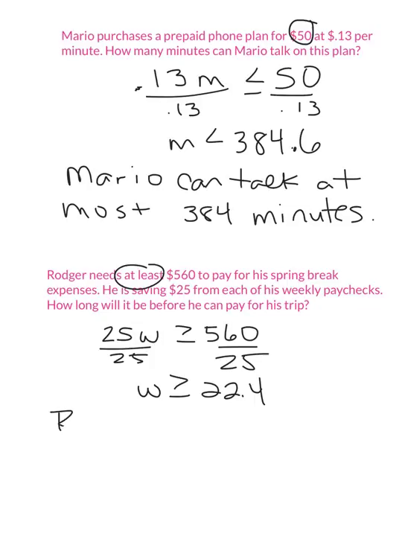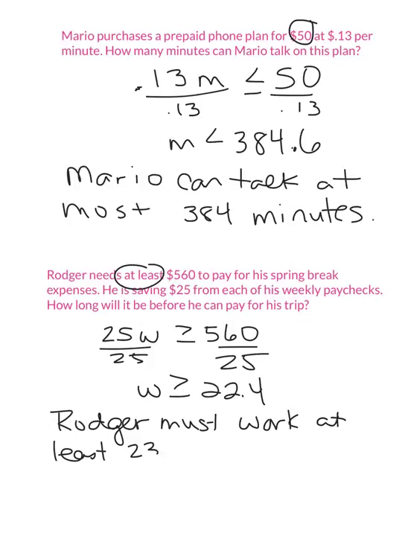So we're going to say Roger must work at least 23 weeks, because again, 22 weeks isn't going to be enough. He's going to have to work at least 23 weeks before he can pay for the trip.